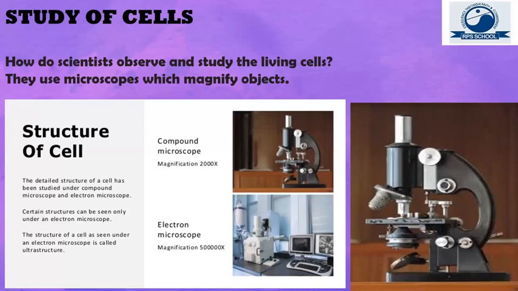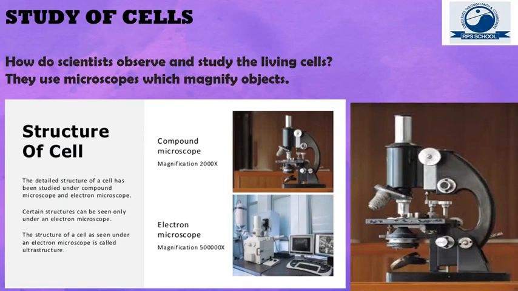Children, as we know, cells are microscopic. That is, cells are so tiny that they are not visible to the unaided eye. Then, how do scientists observe and study the living cells? They use microscopes which magnify the objects. Discovery of the cell is linked with the invention of a microscope.